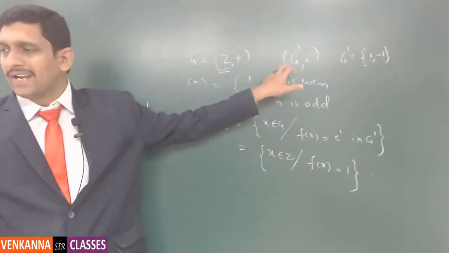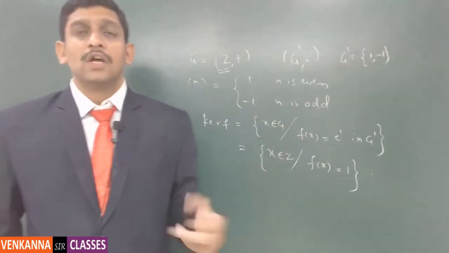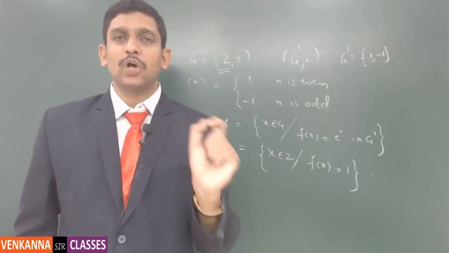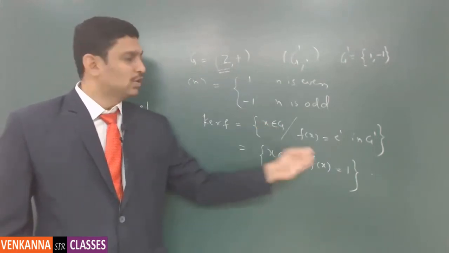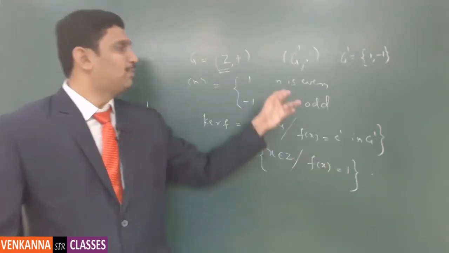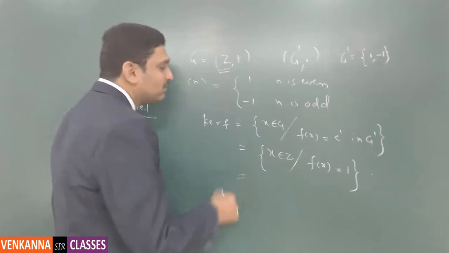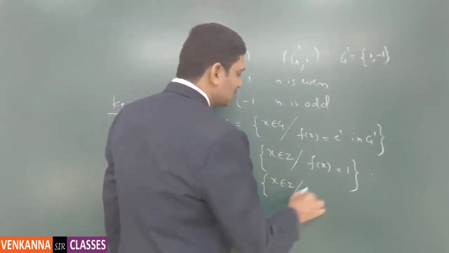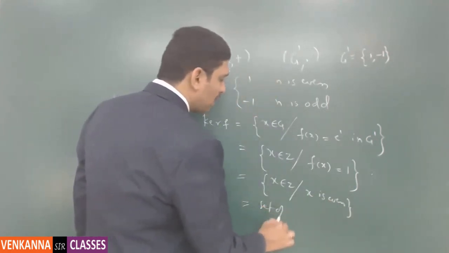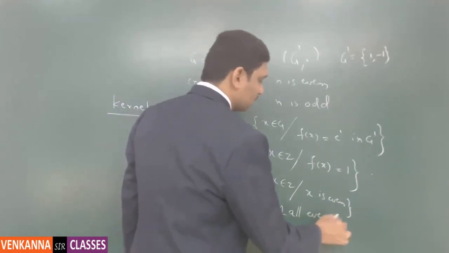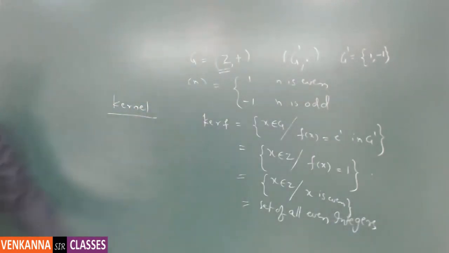Because in the codomain it is having only two numbers, 1 and -1. The operation is multiplication. So what is the identity element with respect to dot? It is nothing but 1. So you are selecting the elements in the domain whose image is 1. From the definition, if you take an even number, then only it will come. So this is the set of all x belongs to Z such that x is even. So the set of all even integers. This is the kernel value for it.